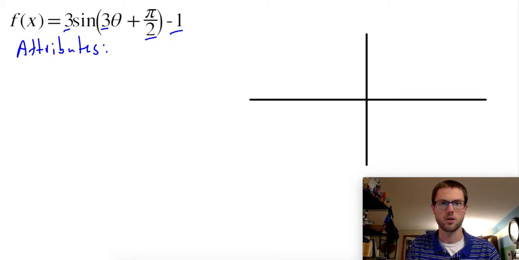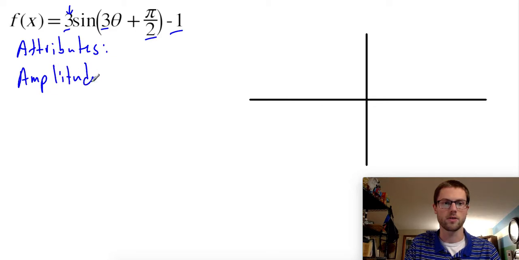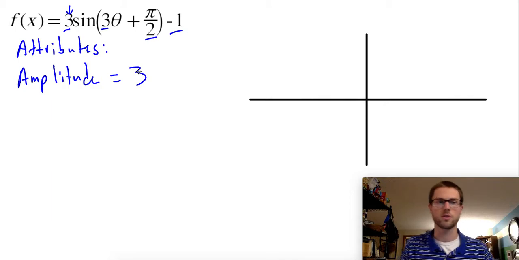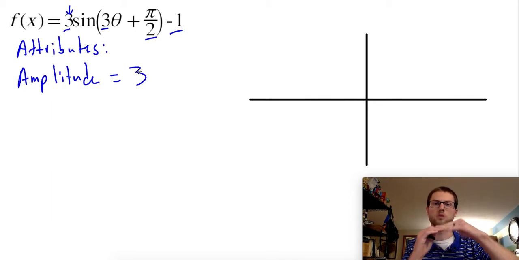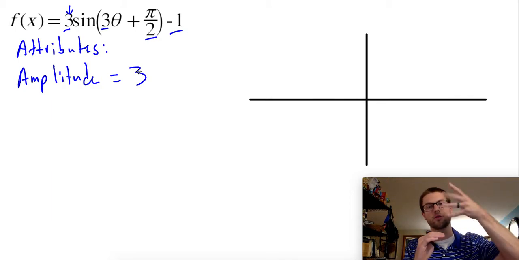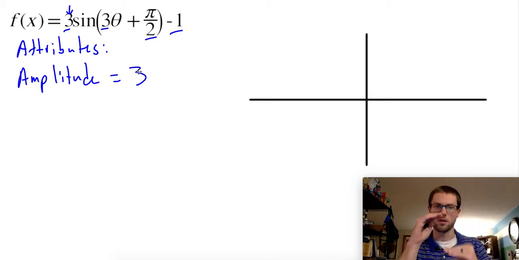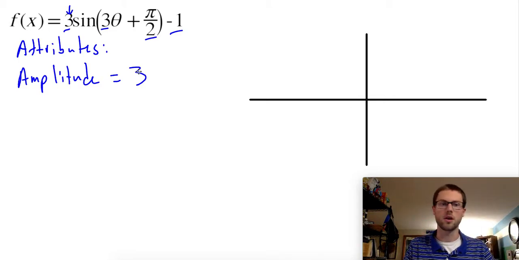So the first thing I'm going to start off with is my a value. That's this one right here. That a value gives me the amplitude of my curve. The amplitude of my sine function is 3. So basically what that means is the height between the midline and the highest point is going to be 3 units, and from the midline to the lowest point, that's also going to be 3 units.